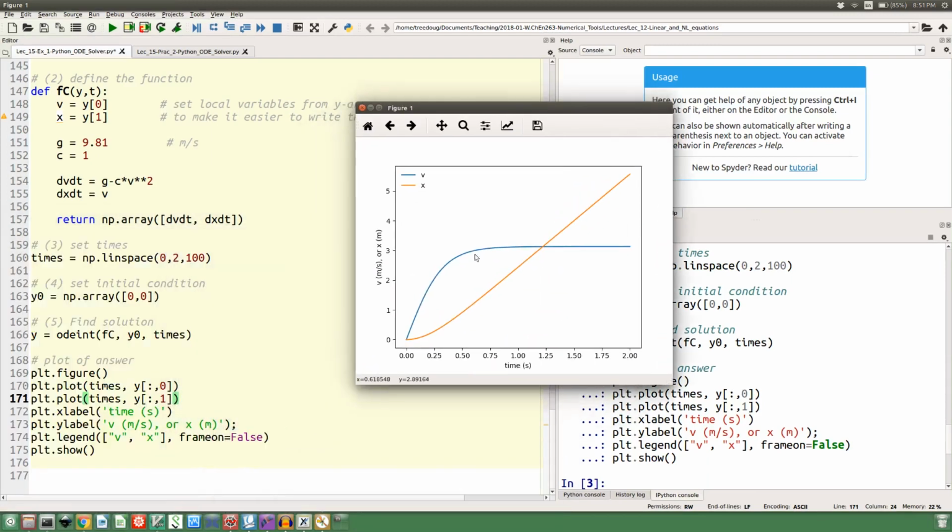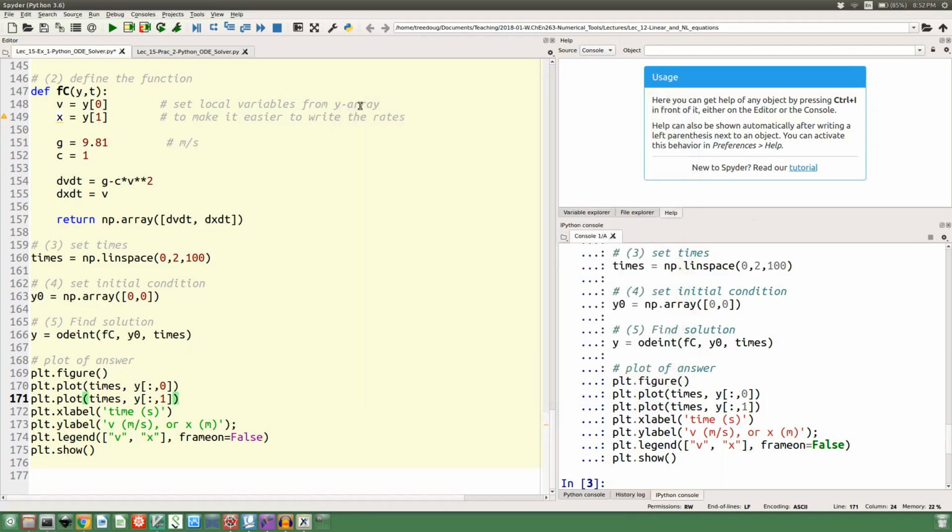We see that the velocity starts out, and this falling object starts to accelerate, and over time my speed goes up, so my total drag goes up, and my velocity levels off, and I come to a terminal velocity. And my x, my position with time, just keeps going and going. Initially it starts out slow, but it goes pretty fast, and eventually it has a constant slope because my velocity is a constant.